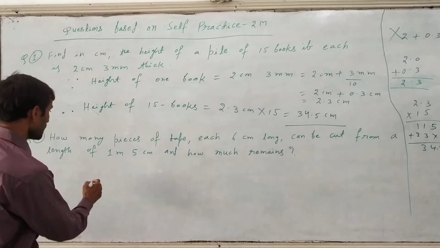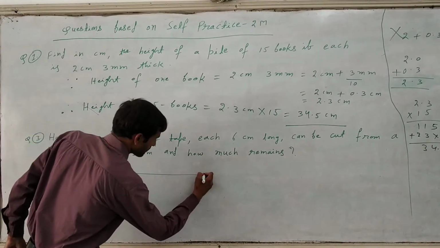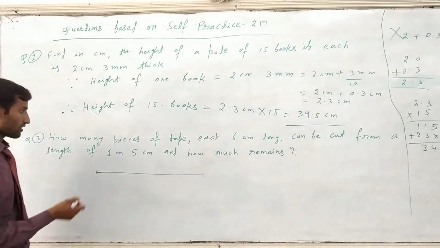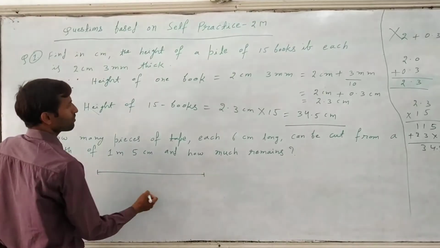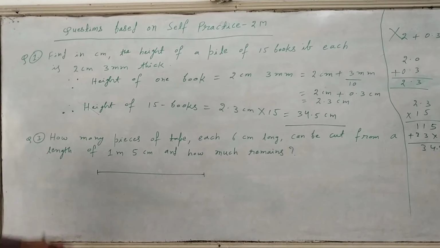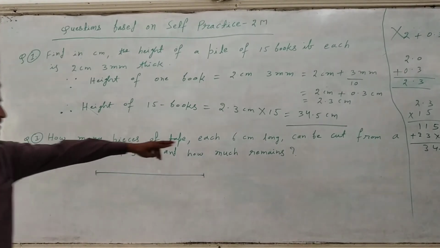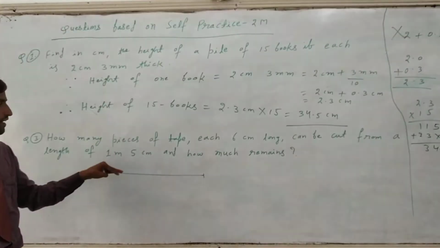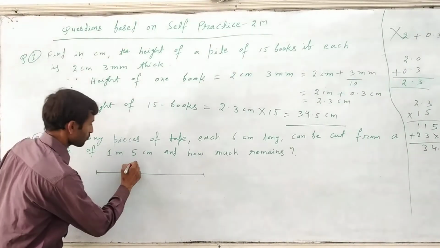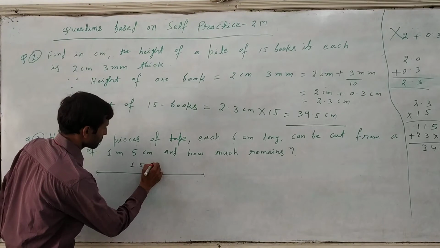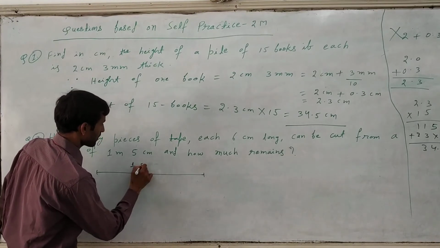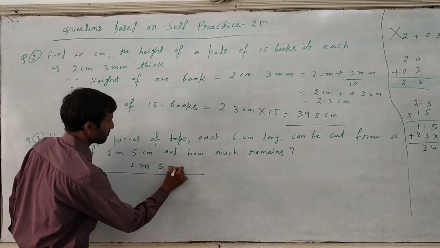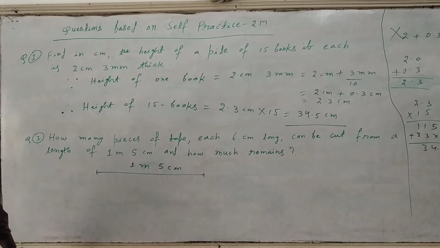Means just see here, this much length is given. If any thread or scale, we have to cut into different parts, small pieces of length 6 cm. So what do we do? Divide only. So we have to divide this length of 1 meter 5 cm by 6.